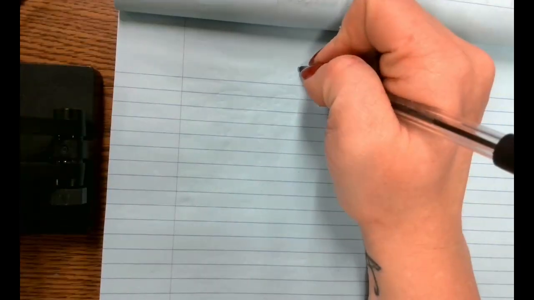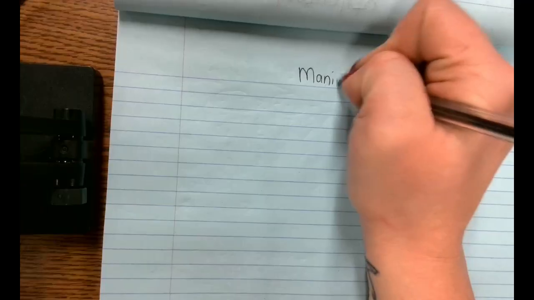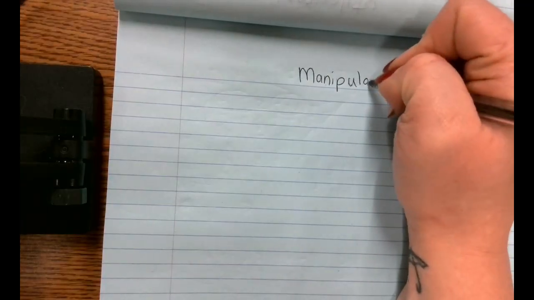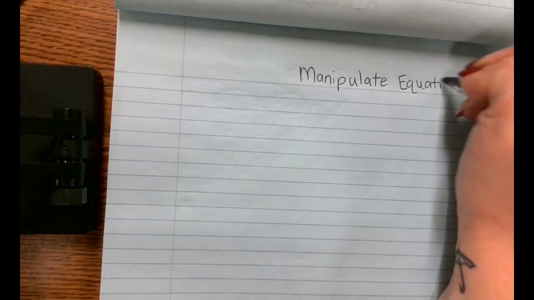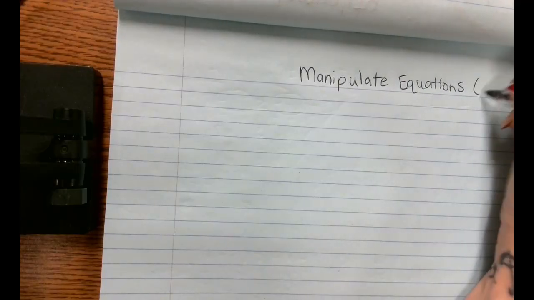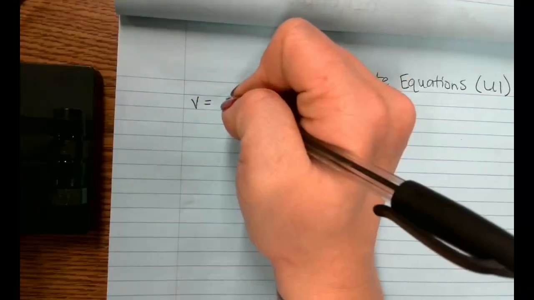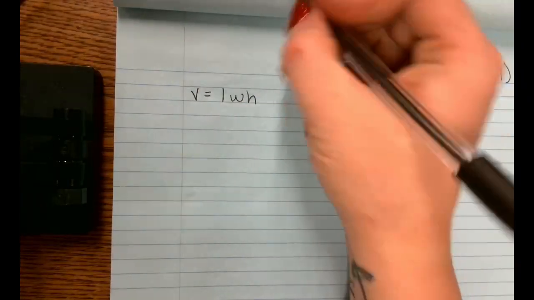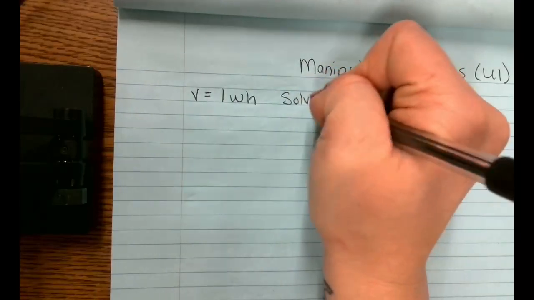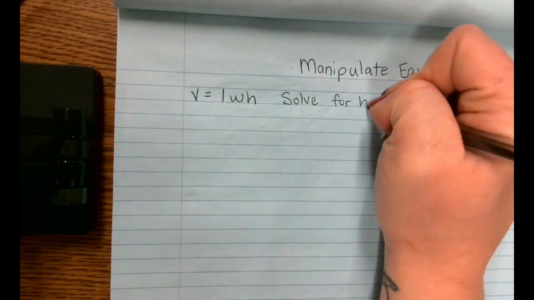All right, we're going to go a bit over Unit 1. There's a part of Unit 1 where you are supposed to, we're going to call it, manipulate equations. So this is Unit 1. Sometimes you're given things like this, and then they'll tell you to solve for one of the letters.